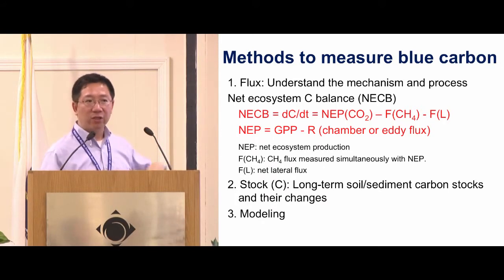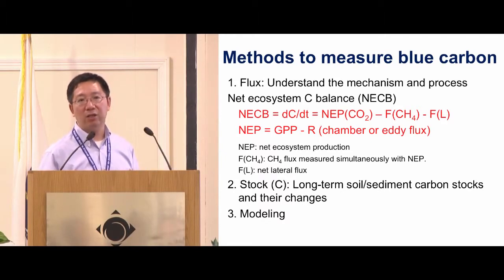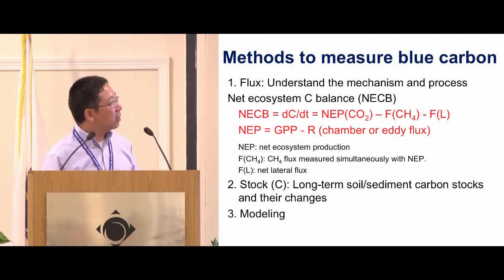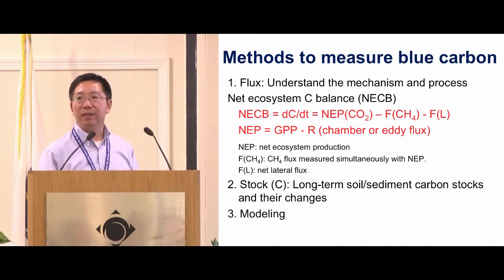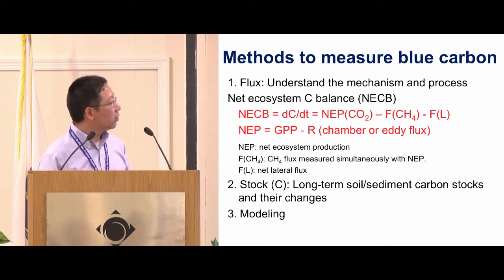There's a poster here showing how we can use the new technology called eddy covariance-based measurement. You can automatically measure the ecosystem carbon exchange. We can also use the chamber, which is smaller, but more nimble and more flexible. We can move it around to understand the vertical carbon exchange. That's the number one method.